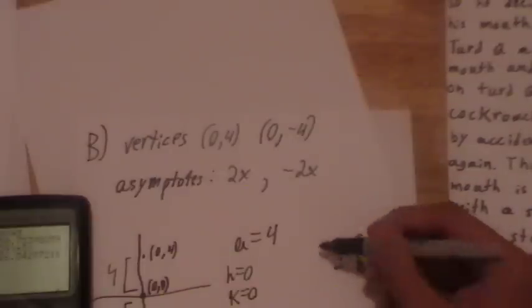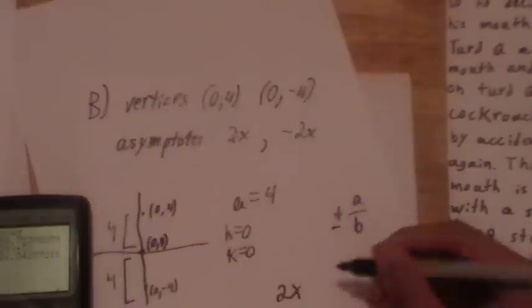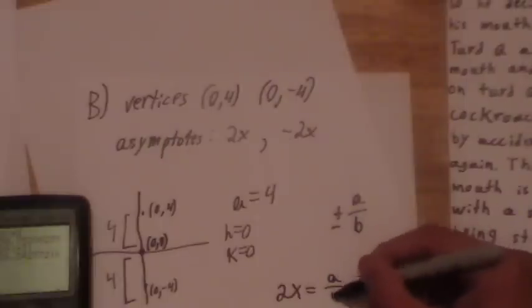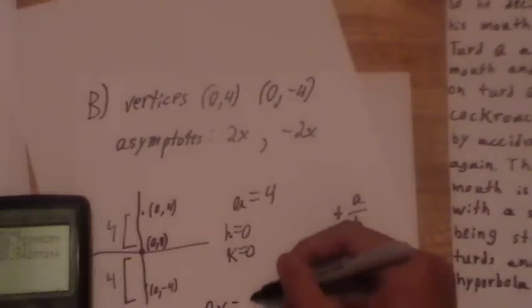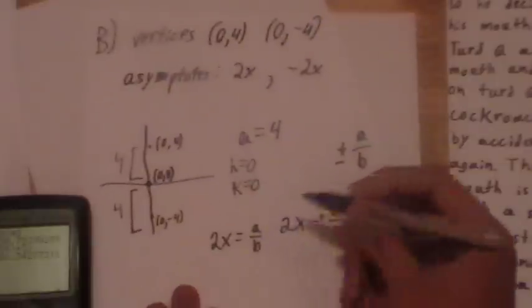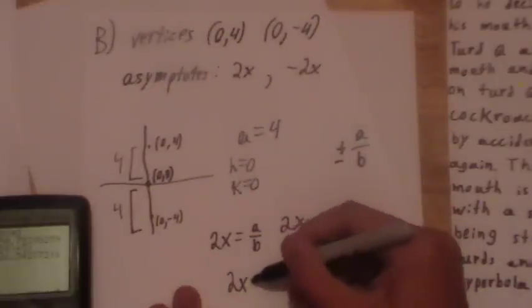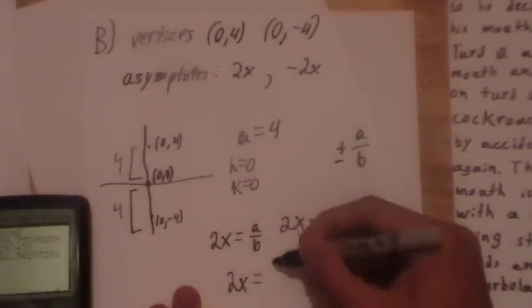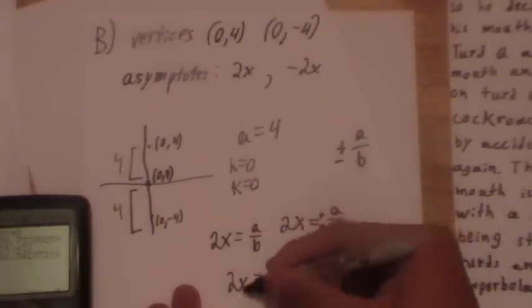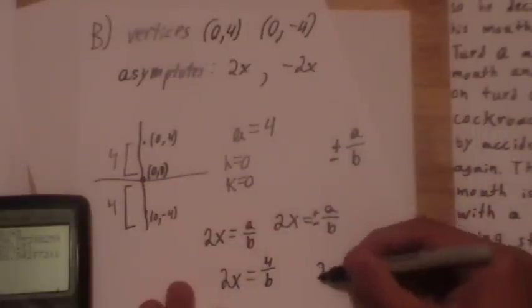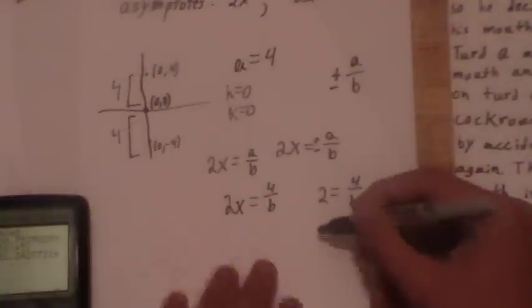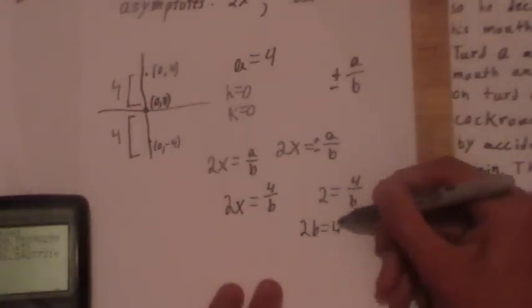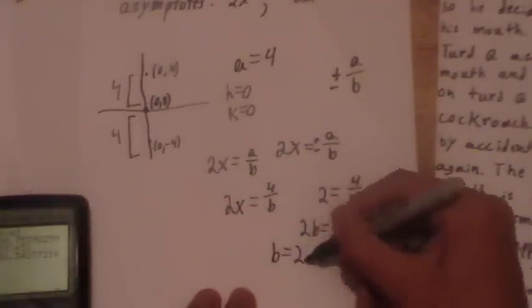If we set that equal to our asymptote, we get 2x equals a over b, plus or minus. In this case, we'll just do the plus. We know our a, so 2x equals 4 over b. We can neglect the x for now, so 2 equals 4 over b. Then we multiply both sides by b, and we get 2b equals 4, and b equals 2.